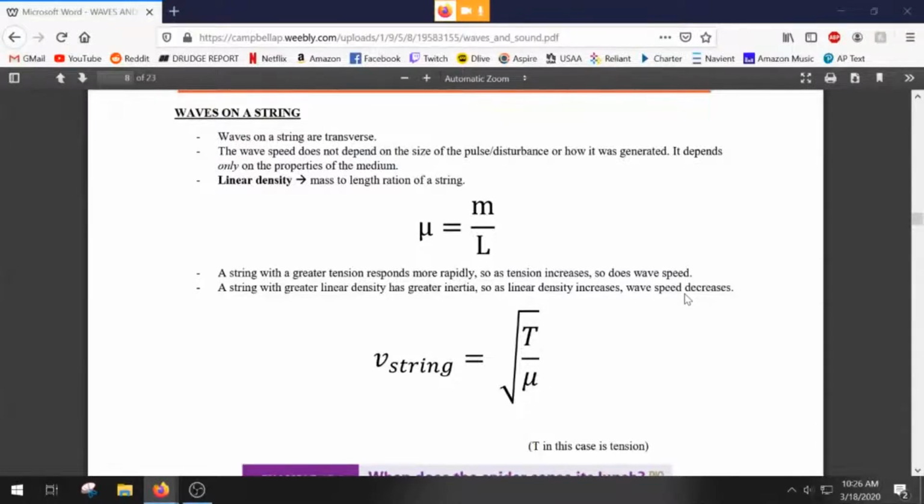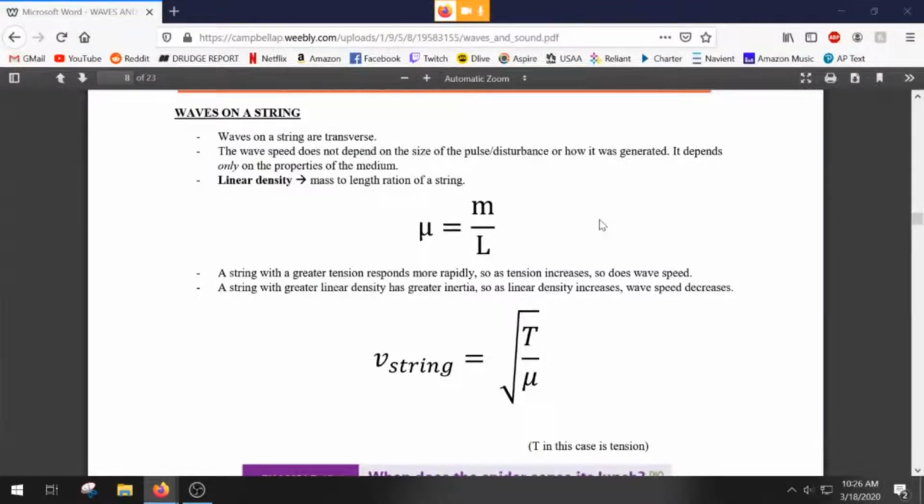Now, what else would you notice about a guitar? Well, guitars, if you look at the strings, they all have different linear densities, right? Meaning they all have different thicknesses, right? So that affects the speed of your wave going down the guitar as well, right? So that's how your basic guitar works. Now, keep in mind, again, we're talking about waves, we're talking about energy, something that is dependent solely upon the properties of the medium.